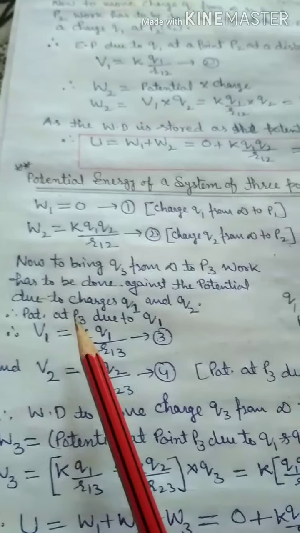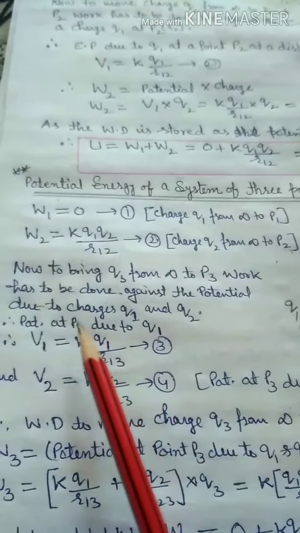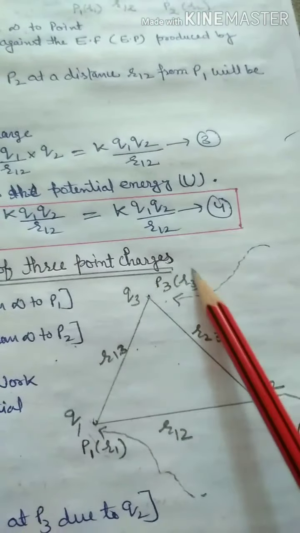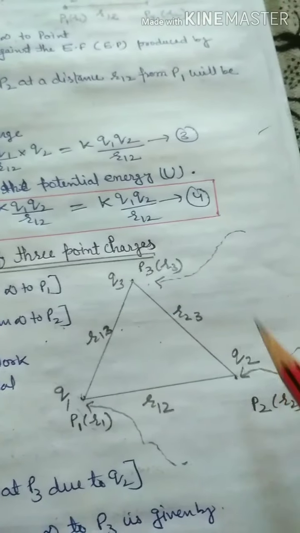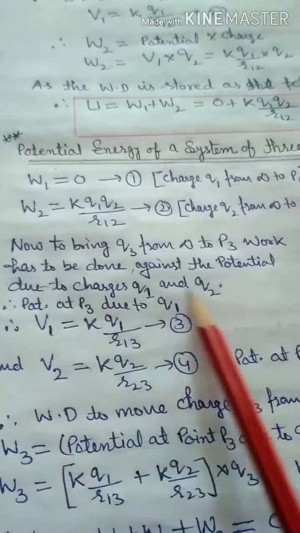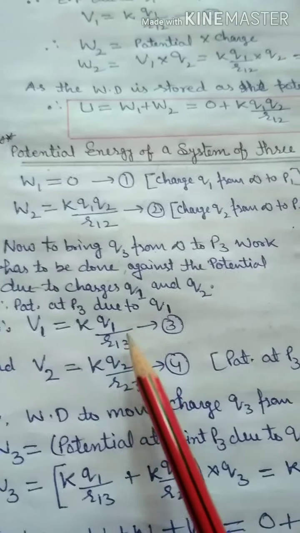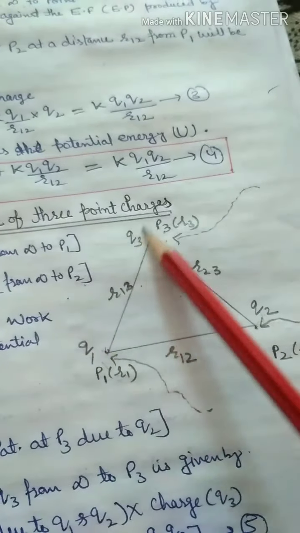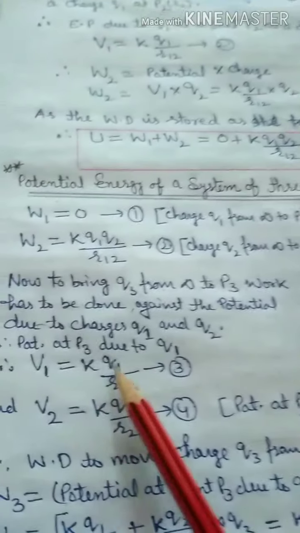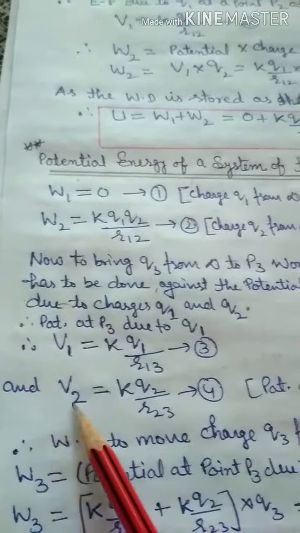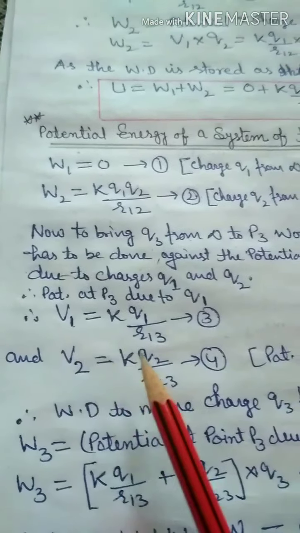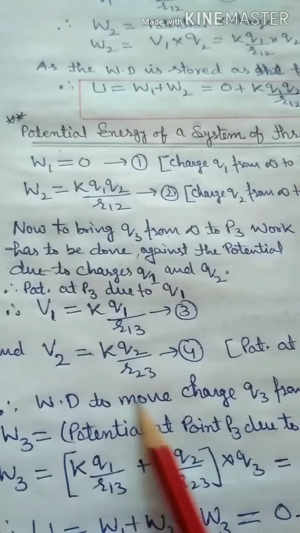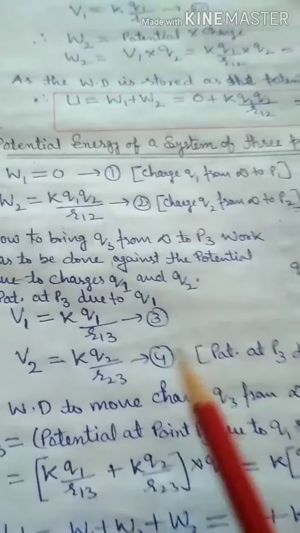Therefore, first of all, we have to find the potential at P3 due to Q1, then the potential at point P3 due to Q2. The potential at point P3 due to Q1 is V1 equal to K Q1 upon R13, where R13 is the distance between P1 and P3. Similarly, the potential at P3 due to Q2 is V2, that is K Q2 upon R23. This is equation number 4.